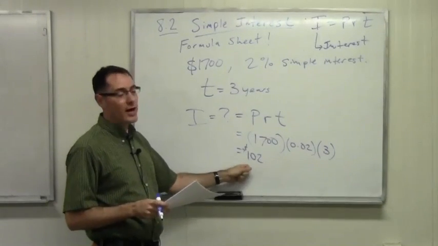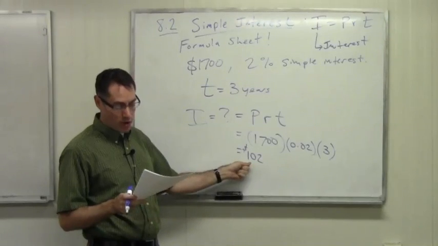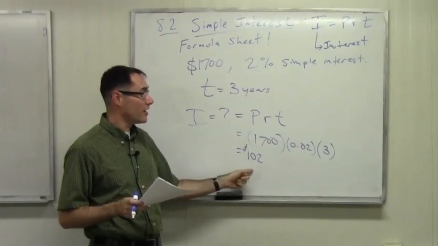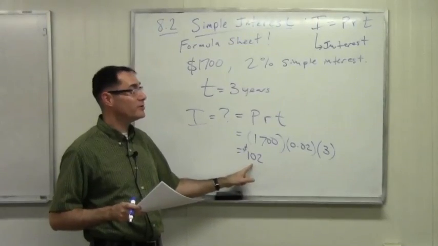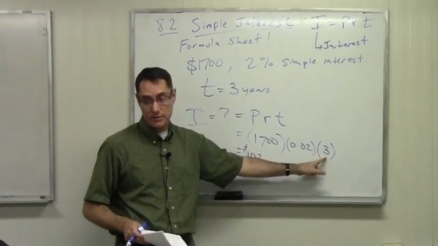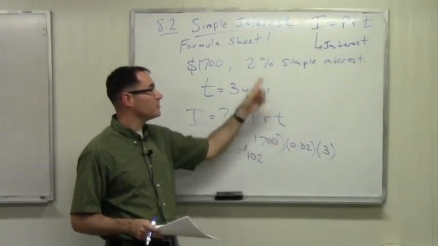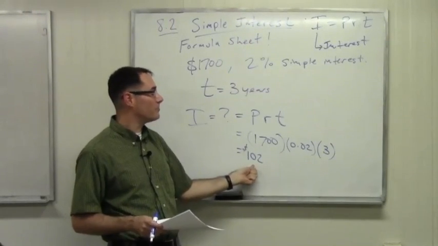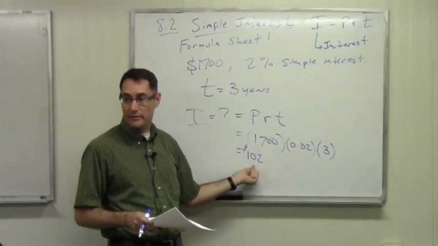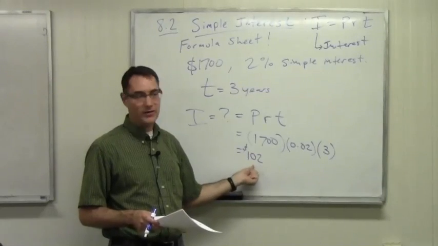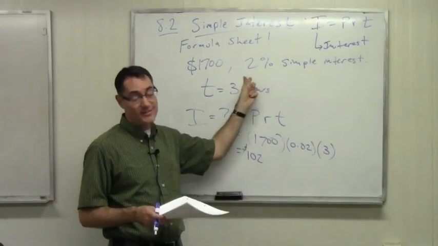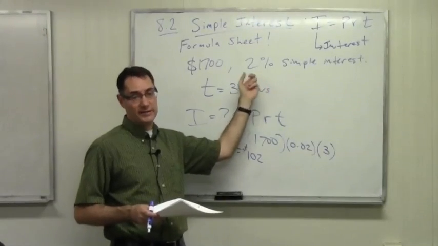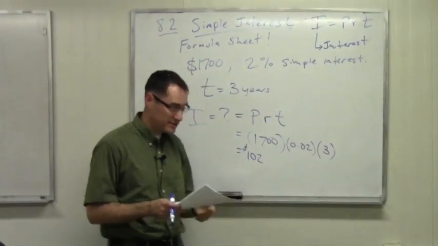Anyway, $102 simple interest in 3 years. So over 3 years, you put $1,700 in the bank at 2% interest, and you end up with $1,700 plus $102 at the end. Not that much. Really, 2% interest is not so good. And this is what happens in your bank these days. It's not even 2%, it's 0.02%. I mean, it's ridiculous in savings accounts.